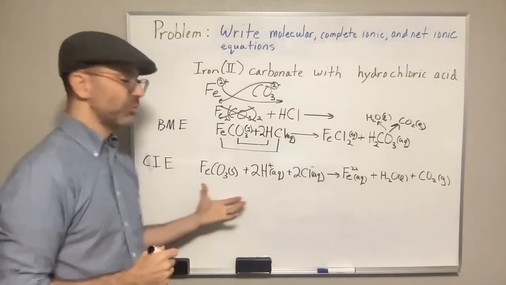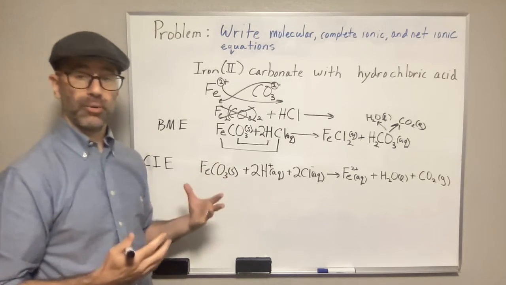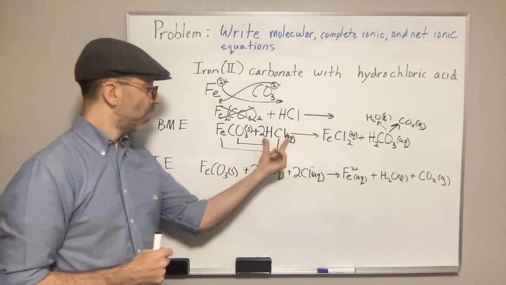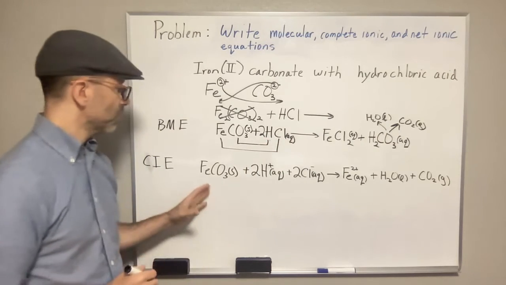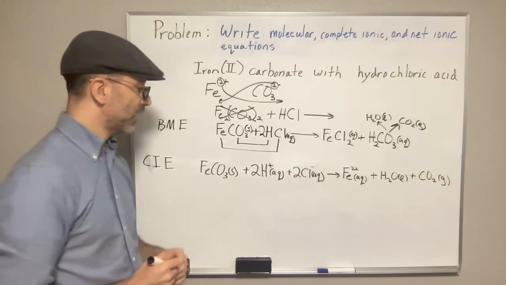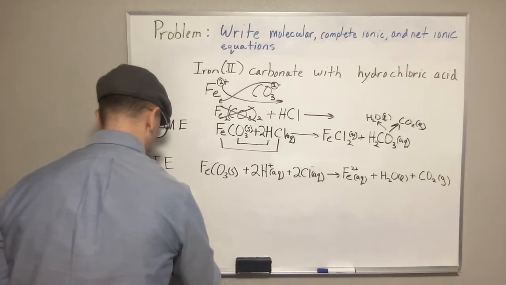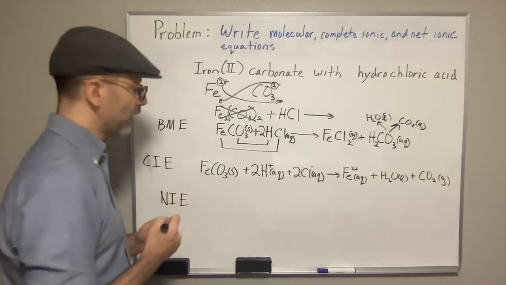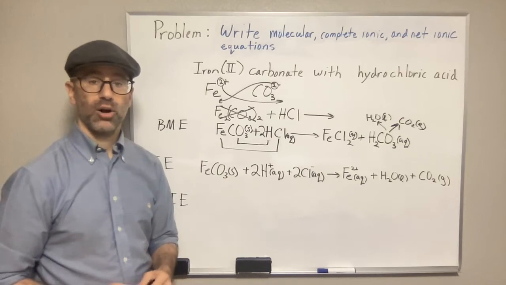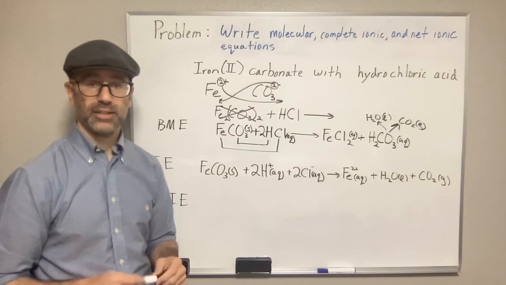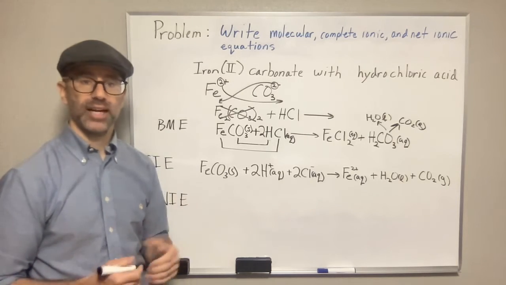Okay, so that, ladies and gentlemen, is our complete ionic equation. We've separated all of the ions that can be separated, including those from your hydrochloric acid. So the next thing you want to do is your net ionic equation. For your net ionic equation, you're always going to separate out the spectator ions. The spectator ions are the ions that are not doing anything. They're not involved in any reaction.